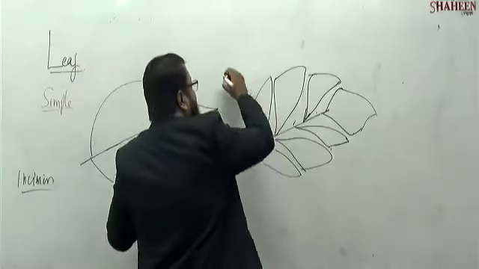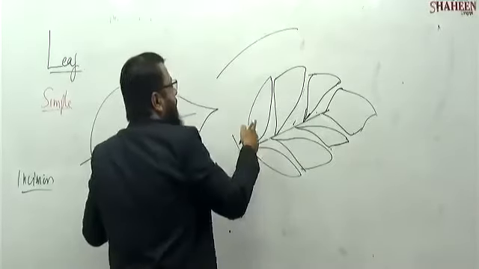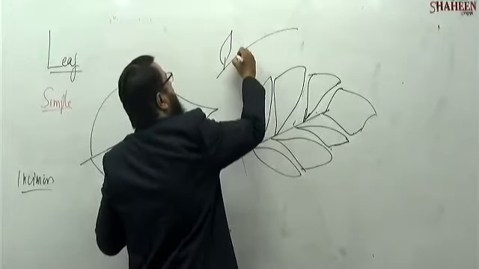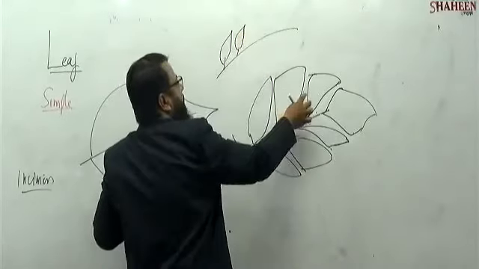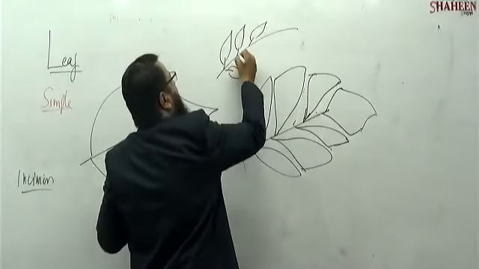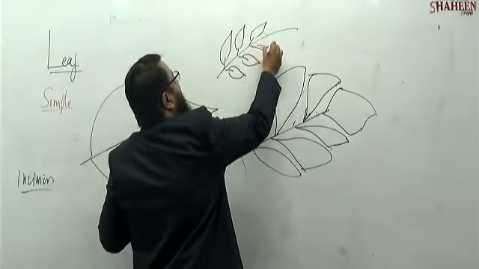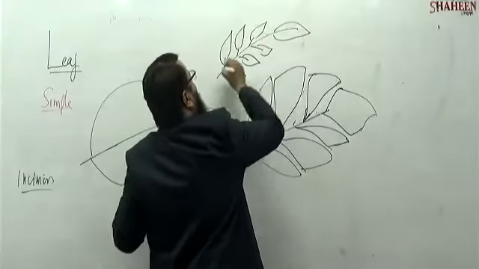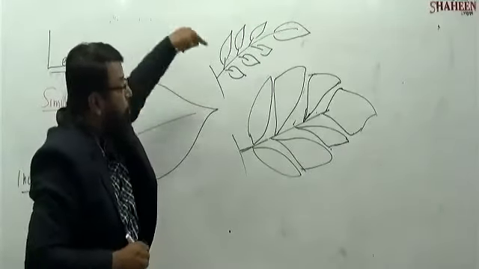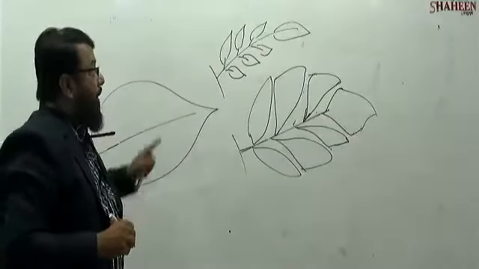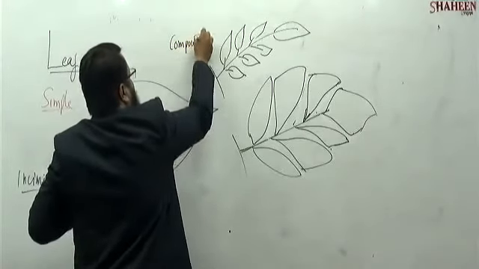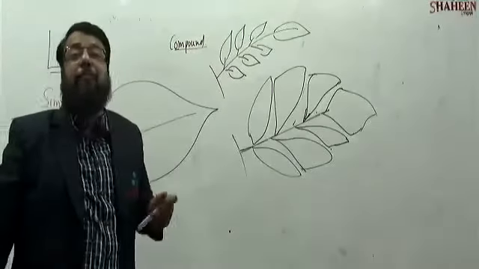Now the same leaf I am drawing. This is one part of the leaf lamina. This is another part of the leaf lamina. This is another part, and this is another part. These are not leaves. These are leaf laminas. A leaf lamina where the incision has reached up to the midrib. This type of leaf is called a compound leaf.